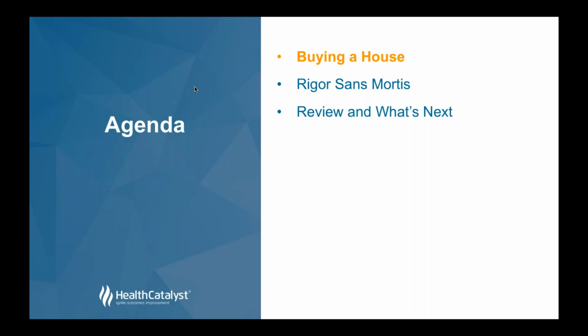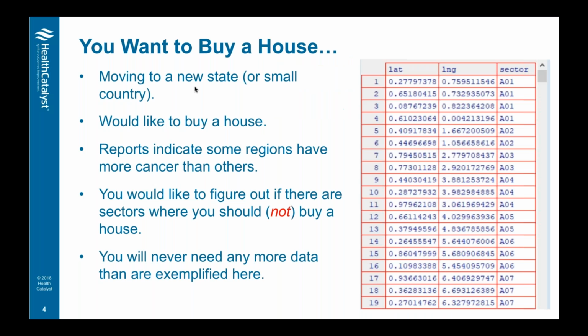So the first thing is, and I hope that you can use your imagination for this, put yourself in the circumstance where you're moving to a new place, let's say a state or a small country, and your goal is to buy a house. The problem is that you've heard some reports that some of the regions in the state may have more cancers than others, and you definitely don't want to buy a house in an area that has more cancer. You wouldn't want to put your family or yourself at that kind of risk.